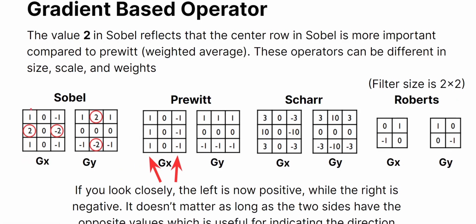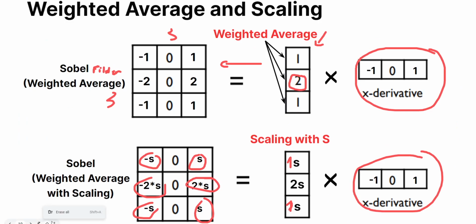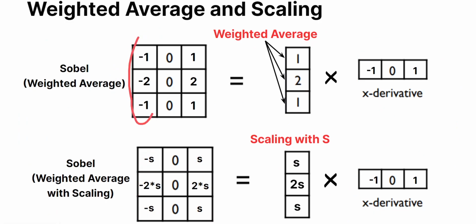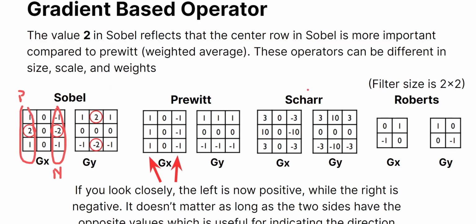Another thing you will notice is that the left and the right are now a little bit changed, because now this is positive and this is negative. But in our last example, right in here, we can see that this is actually negative and this is positive. So it doesn't matter, as long as the two sides have opposite values, then it is good for indicating the direction of the gradient.